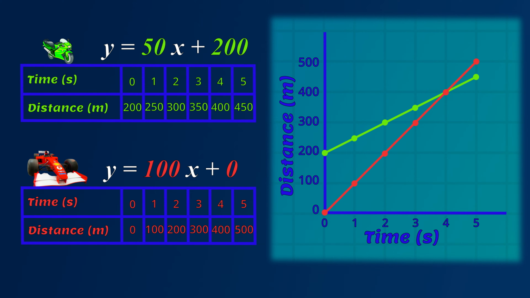Remember that the table shows that at 4 seconds, the bike and the car are both 400 metres from the start line. That's where the graphs cross each other or intersect. We've just solved these two equations simultaneously by graphing. The answer is that the car will overtake the motorbike after 4 seconds and at 400 metres from the start line.